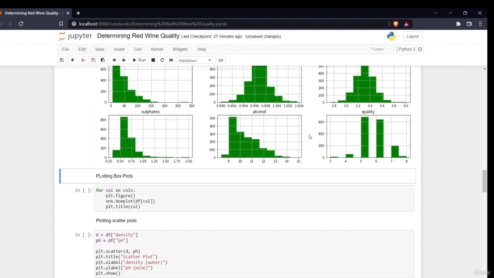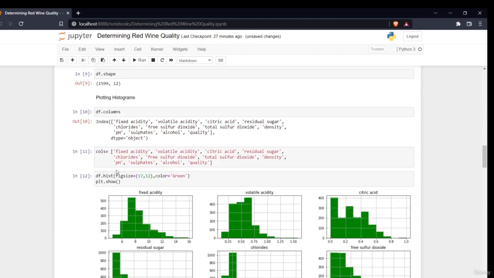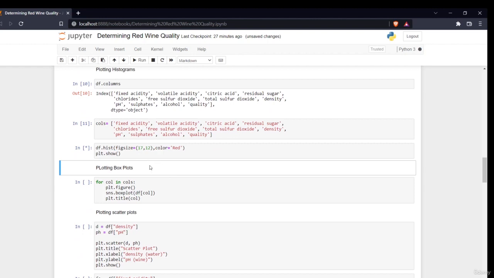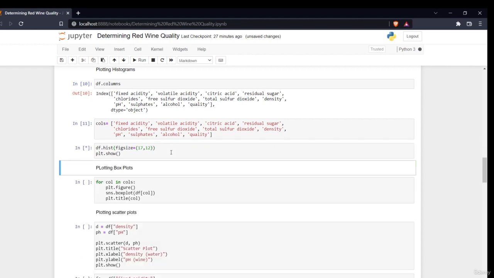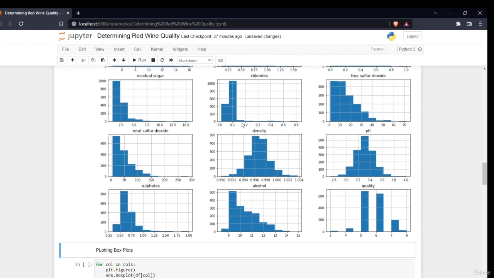And this is the quality. As we have seen, 5 and 6 are abundant, followed by 7, then the least are 4, 3 and 8. So this is the visualization. You can change the color also if you want. You can write here red, and the default color will be blue if you don't write anything. You don't need to mention the color, so the default color will be there.